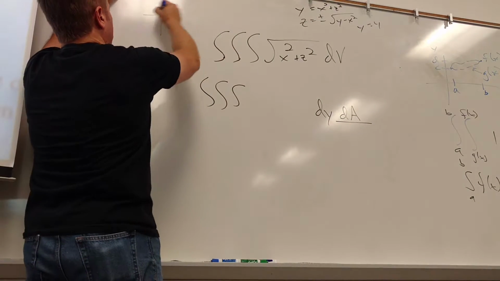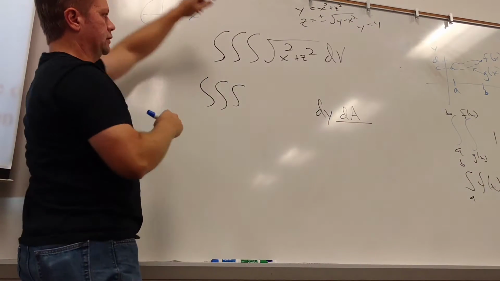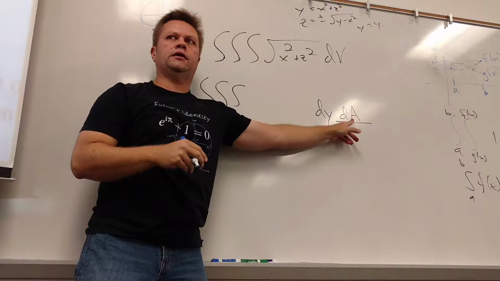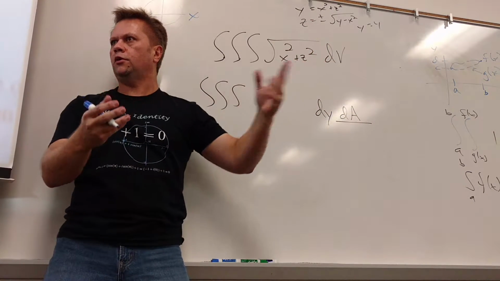So in the XZ plane, this will be a circle. Wow. So why do you think I just left this like this then, possibly? Especially considering what this looks like. Yeah, I'm going to convert that to polar.